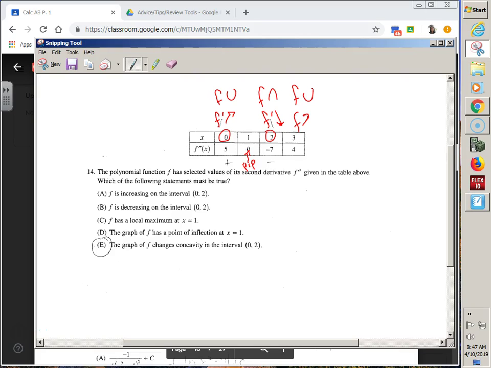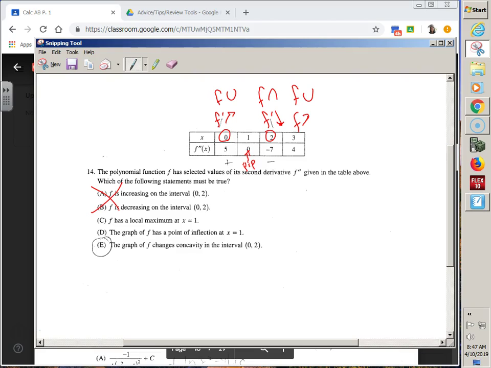I don't know exactly. It might increase and I don't know exactly what's going to happen, but I know it's increasing at 0, decreasing at 2, and all I see is average decreases. So I don't think I can say... wait a minute, who's increasing and decreasing anyway? Is it F or F prime? Oh, I know nothing about F increasing or decreasing. I don't know if F prime is positive or negative. I just know what F prime is doing. So I have no idea what F is doing as far as increasing or decreasing.